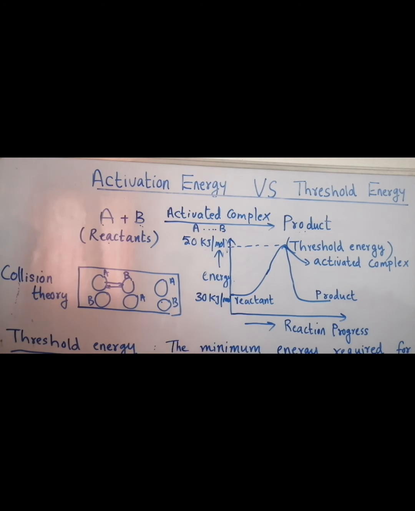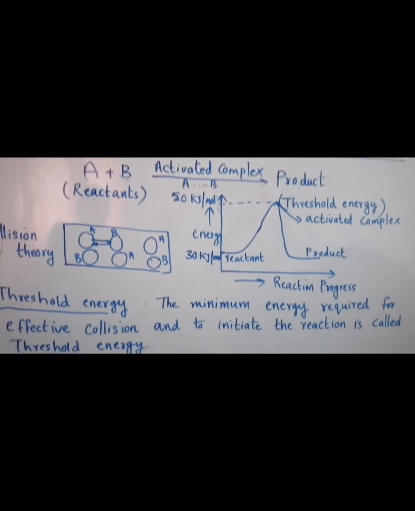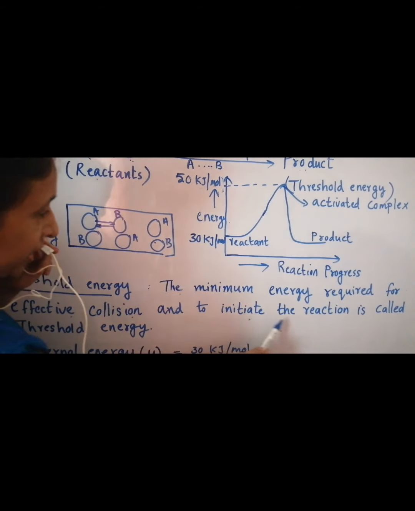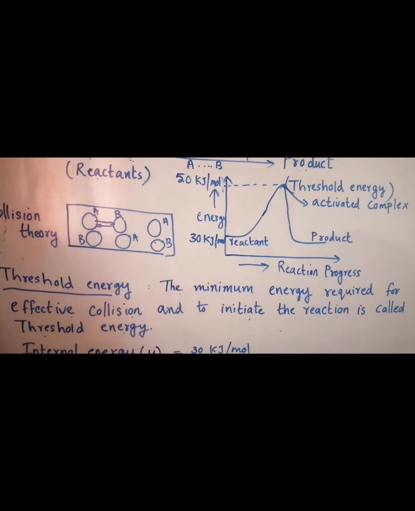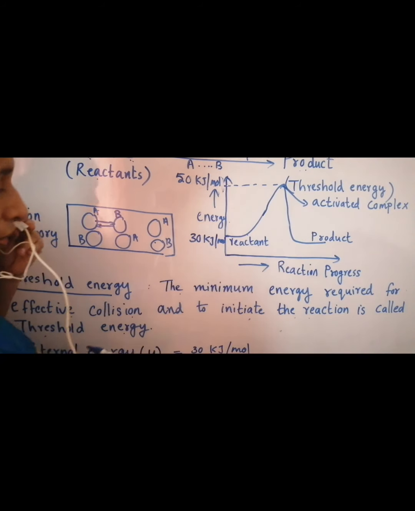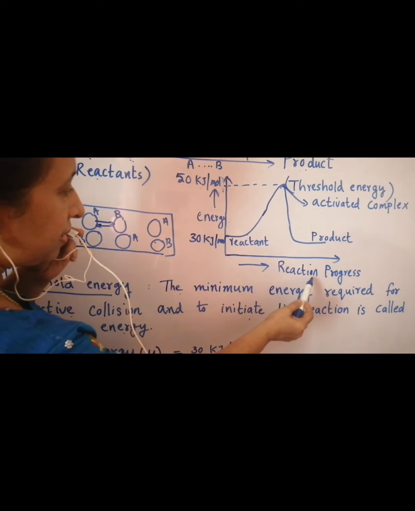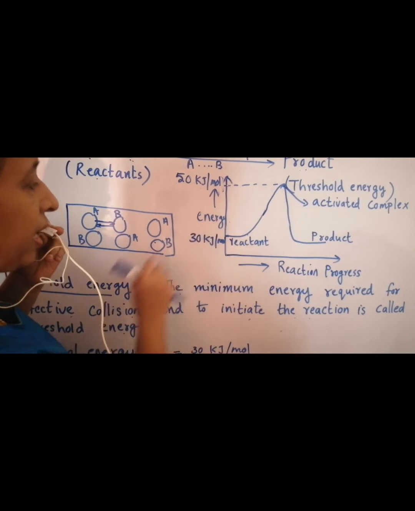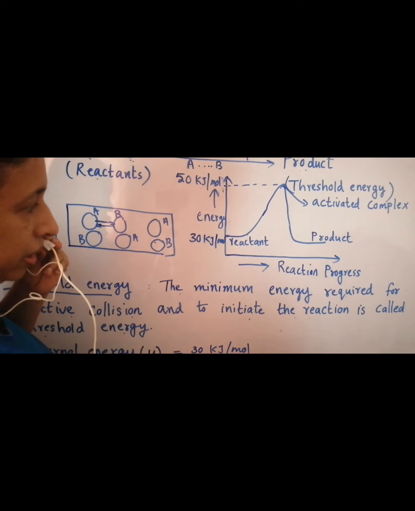For the collision to be effective, the particles should have a minimum energy. This minimum energy required for effective collision and to initiate the reaction is called threshold energy. This is shown in this graph. On the x-axis, reaction progress is taken, and on the y-axis, energy of particles is taken.